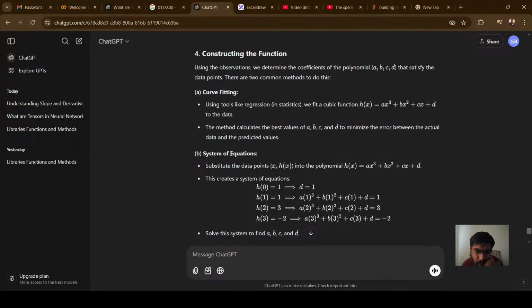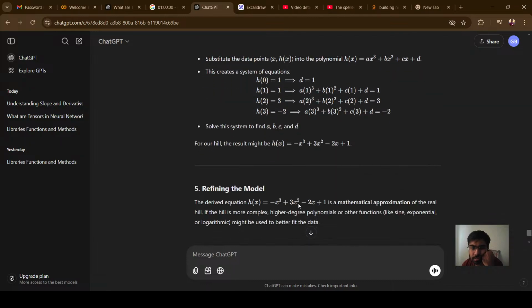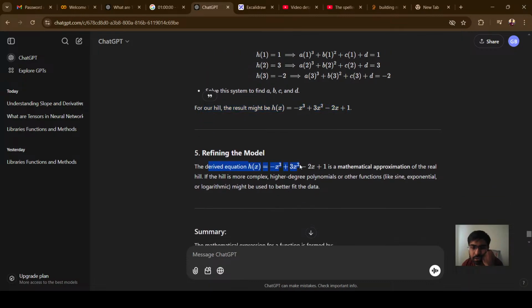Okay. Substitute the data points into the polynomial, h of 0, h of 0, so this is trying to find a, b, c, d, or defining the function.